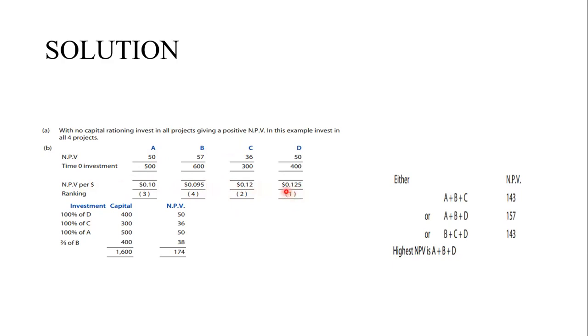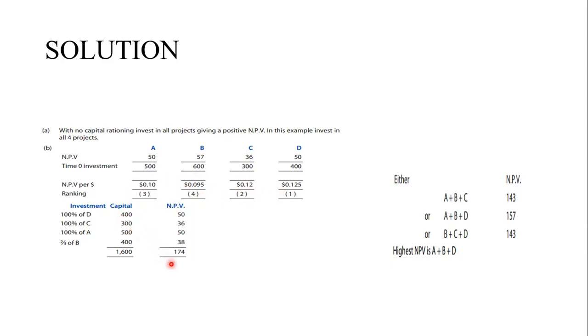The next biggest is Project C, 0.12. You rank that number 2. The next biggest is A. You rank that number 3. And then B becomes the last. So you rank them in that order.